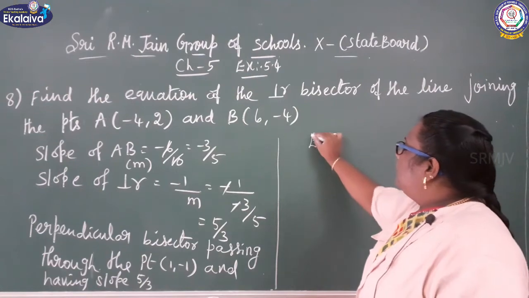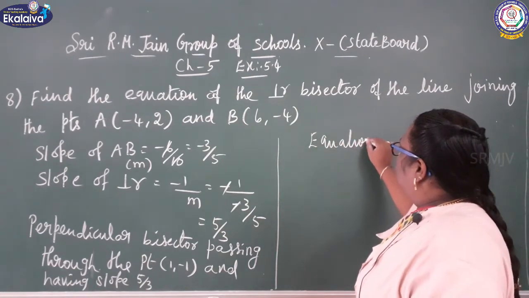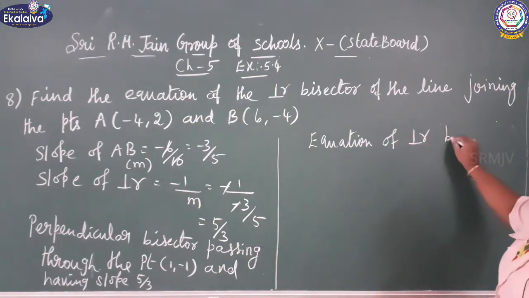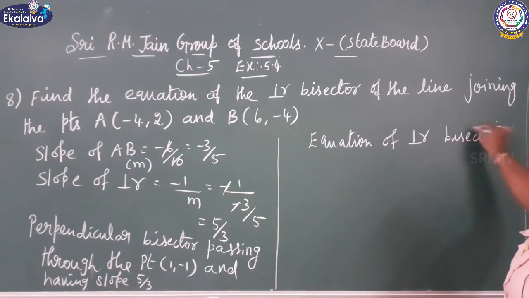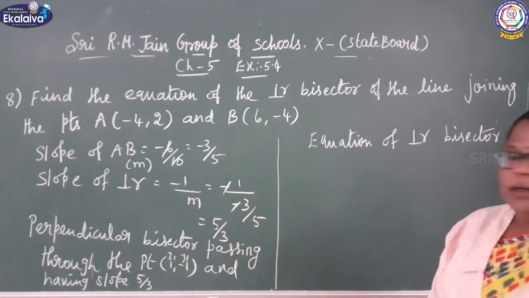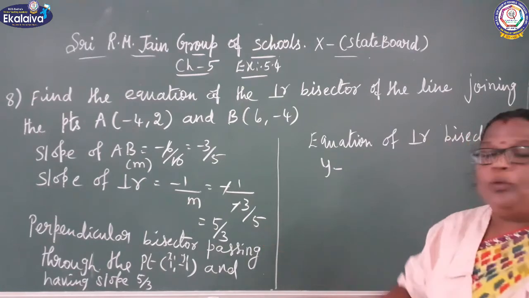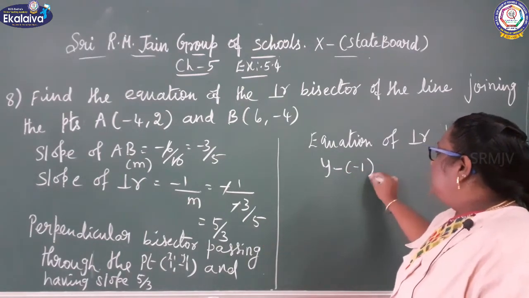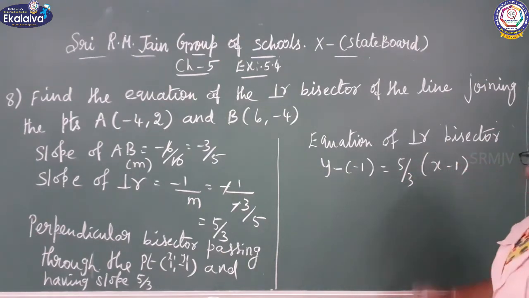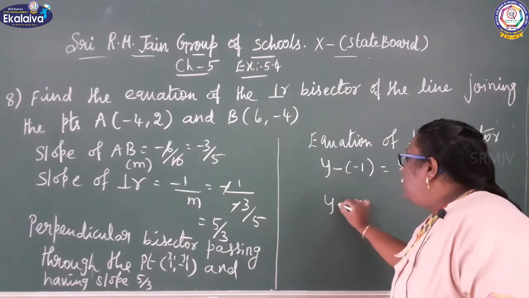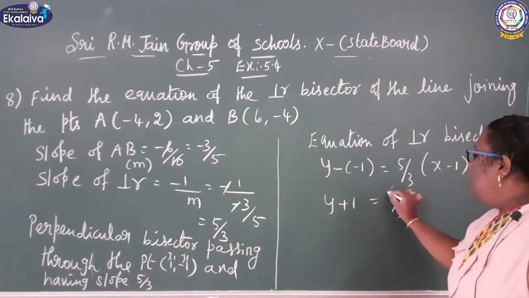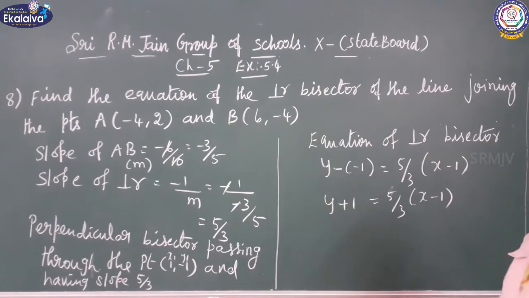Equation of the perpendicular bisector. See, this is x1, this is y1. So what is the formula? y minus y1, y1 value is minus 1. What is the slope? 5 by 3. x minus x1 value is 1. So y plus 1 equals 5 by 3 into x minus 1.